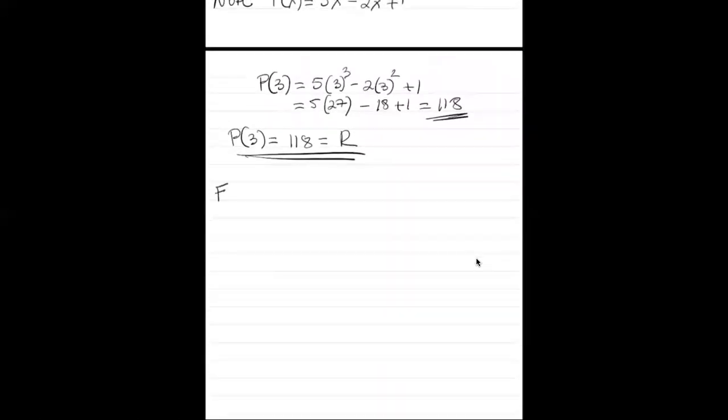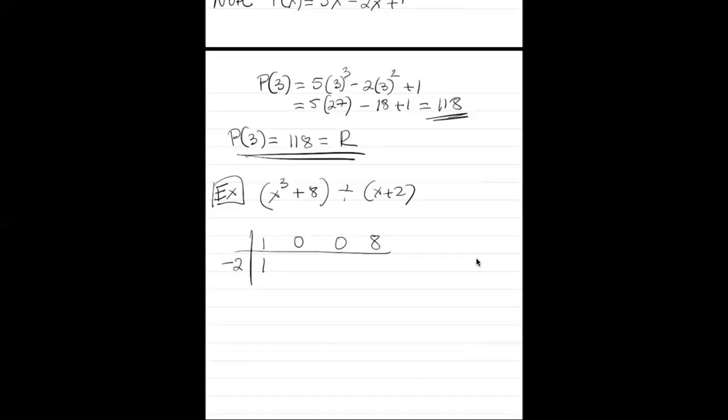Another example, x to the third plus 8 divided by x plus 2. So let's do synthetic division. It's a lot faster, right? The coefficient 1, missing x squared, and missing x, and constant 8. The zero of x plus 2 is negative 2. We copy the first number 1. Multiply 1 times negative 2 plus 0, it's negative 2. Negative 2 times negative 2 is 4, plus 0 is 4. 4 times negative 2 is negative 8, plus 8 is 0.